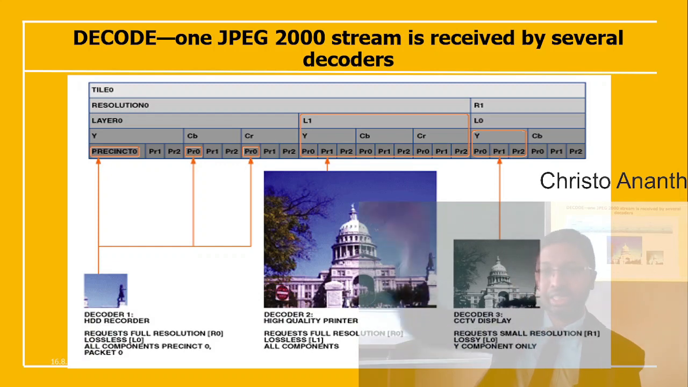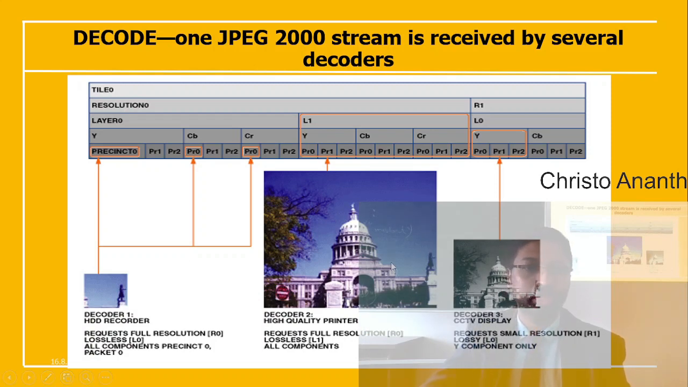Just like encode, we will have decode. One JPEG 2000 stream is received by several decoders, over the layers. If you can see, decoder one, a high-end HDD recorder, is going to request the full resolution lossless, all components, progression 0, packet 0. Decoder 2, a high quality printer, requests full resolution lossless all components. Then decoder 3, a CCTV display, requests small resolution lossy, Y component only. That is how it works depending on the characteristics of several decoders.